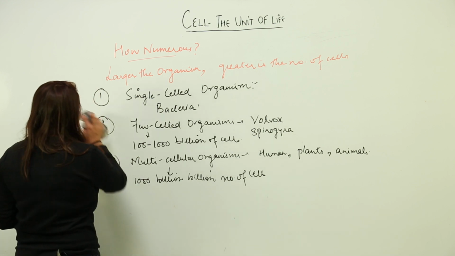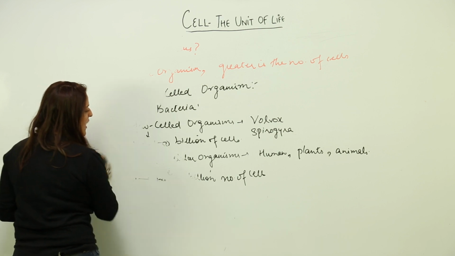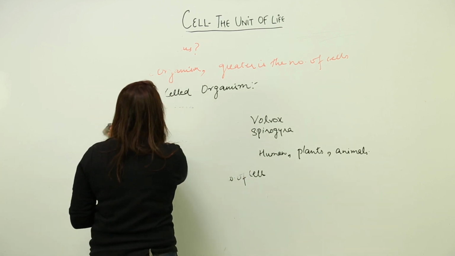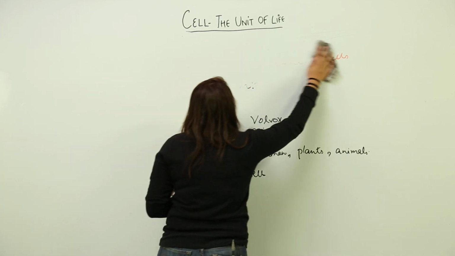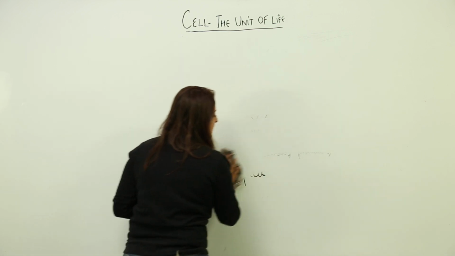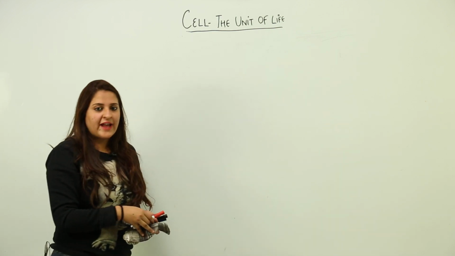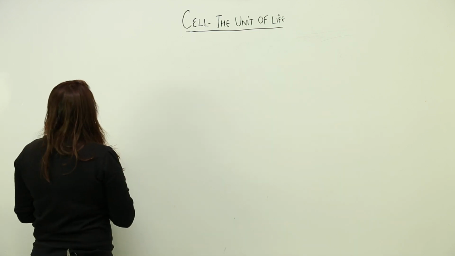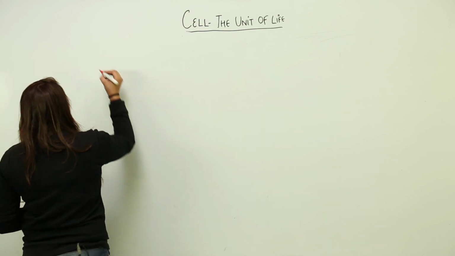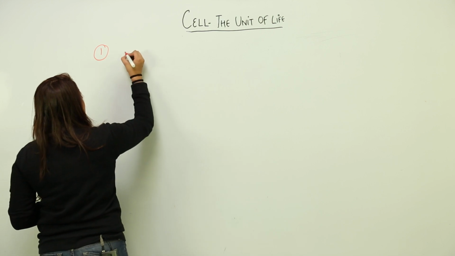Now let us talk about the various shapes and sizes of cells, how cells exist in various shapes and sizes. As the number of cells varies from organism to organism, their shapes and sizes also vary from organ to organ as well as from organism to organism. Now let us talk about the various shapes of cells. The first shape a cell can have is cuboidal.